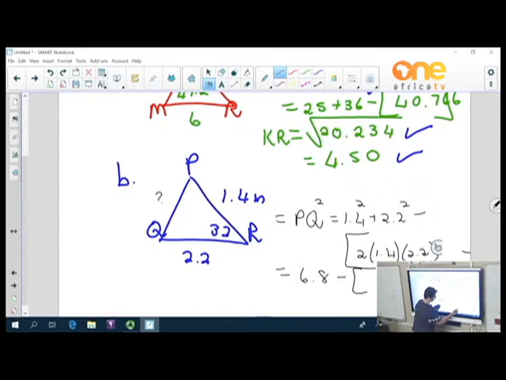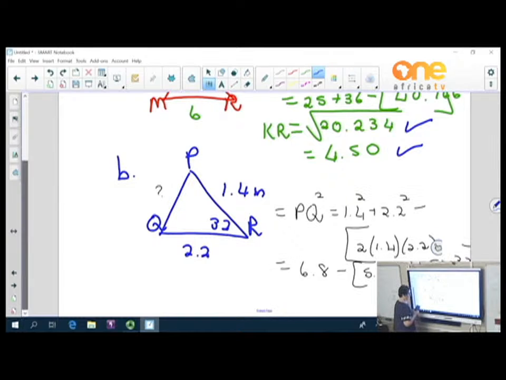So let's start there. 1.4 squared plus 2.2 squared is equal to, so I have 6.8 minus, now we're going to get this value here. It is then 2 times 1.4 times 2.2 cosine 32 is equal to, and I have here 5.2239. As we say, don't round off there, that's too soon. We'll have to go further there.